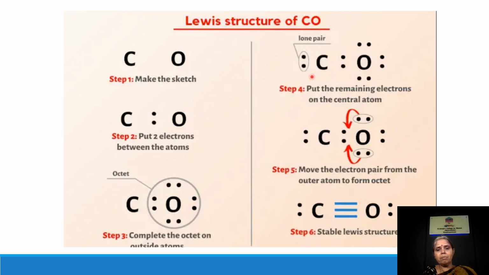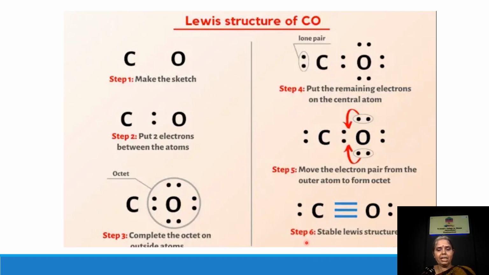What about carbon? Carbon has only 4. So, the octet is not complete for carbon. If the octet is not complete for carbon, what did the rule say? Convert a lone pair into a bonding pair. Even if you convert one pair, carbon will get only 6. How many do you want? You want 8. So, 2 lone pairs are converted into bonding pairs such that there is a triple bond between carbon and oxygen.